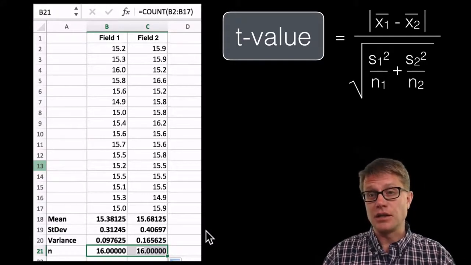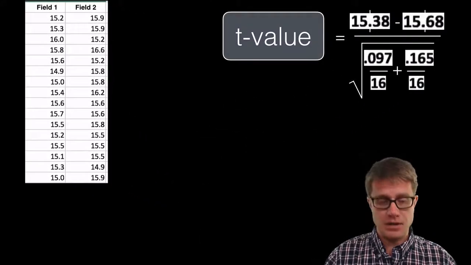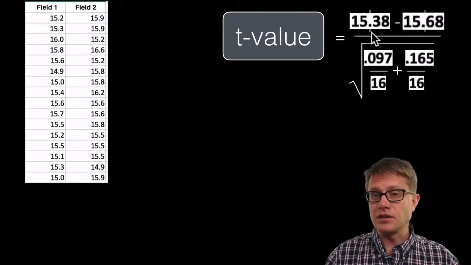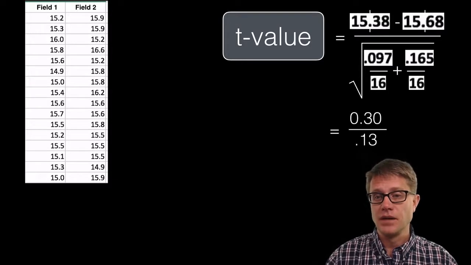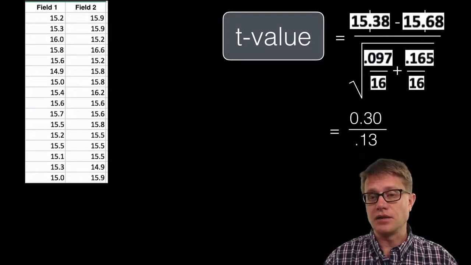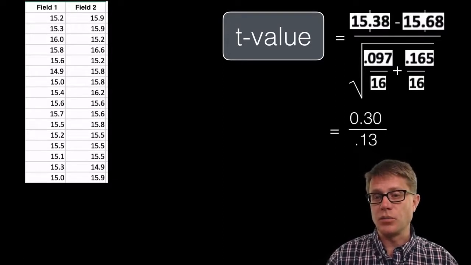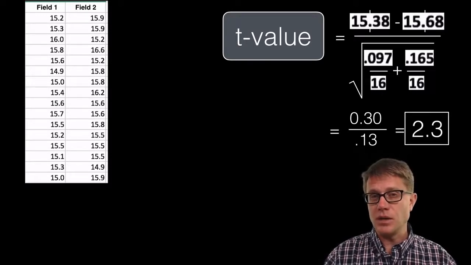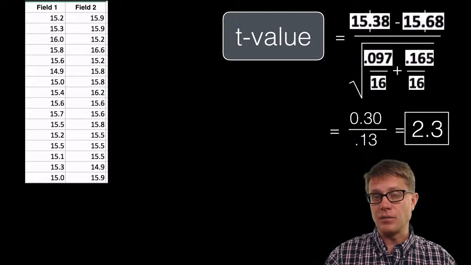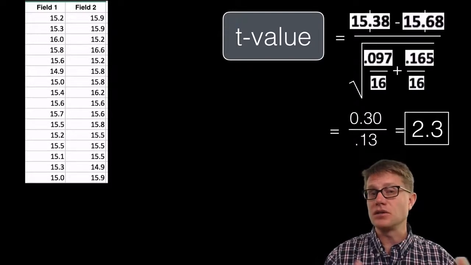Now I have all these values. I'm simply going to plug it into my t-value like that. So we've got the signal on the top, so I'm going to find the difference between these two, and then I'm going to figure out my noise on the bottom. Remember, you have to divide this, add it, and then take the square root of that. So if I do the work for you, we've got a signal of 0.30, a noise of 0.13, so I've got a t-value of 2.3. What does that mean? Since it's higher than 1, that means there's more signal than noise.